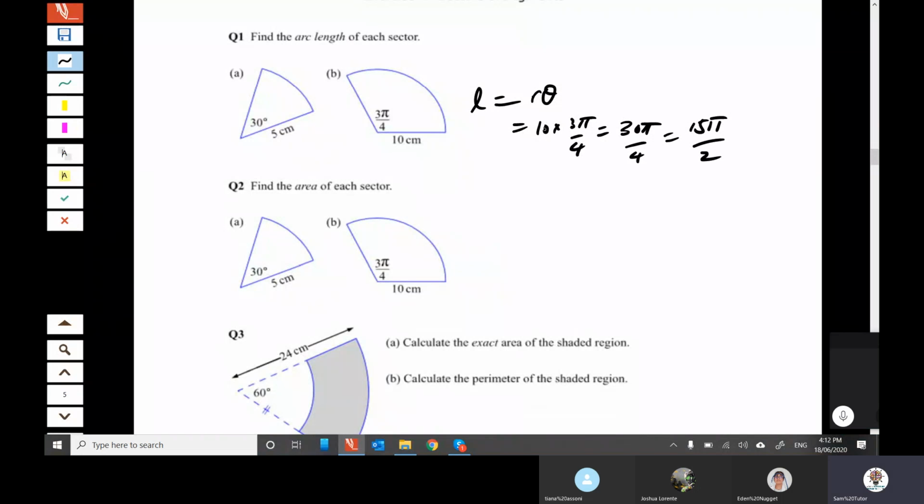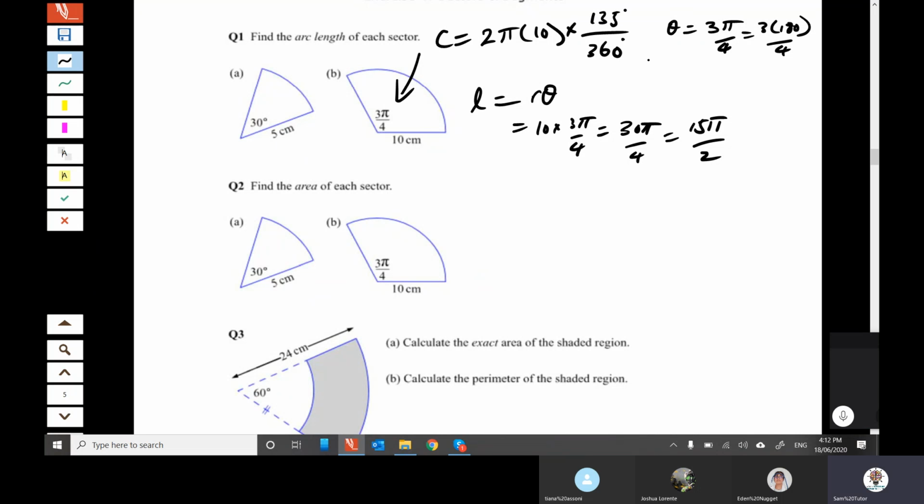If you had to do it our way for this question, you've got to remember you can't use radians, you can only use degrees. So circumference equals 2 pi r times theta on 360. You've got to work out what theta is. If theta is 3 pi on 4, you convert pi as 180 on 4 in your calculator, which gives you 135, and that's the angle you would use. That would give you the same answer as this one here: 15 pi on 2, and whatever that is in your calculator.